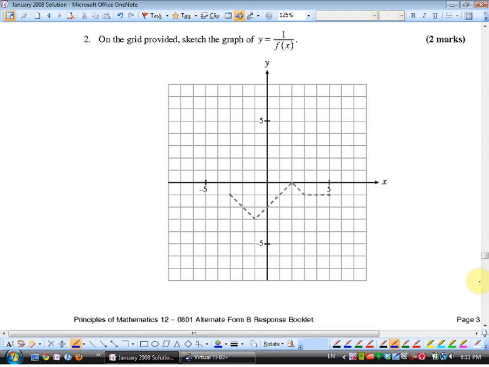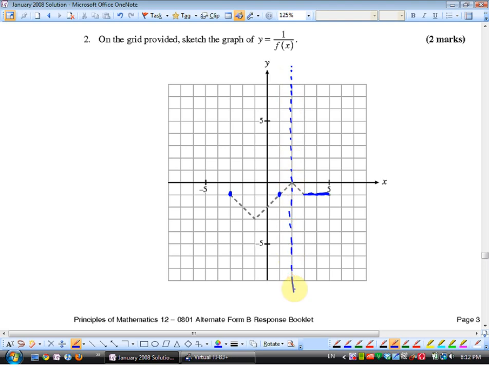Reciprocal. Ah, we love the reciprocal. We look for anywhere one high or negative one high. Those points are invariant. So that's going to stay where it is. Same with that. Same with that whole little chunk of line right there. Then anywhere zero high becomes a vertical asymptote.